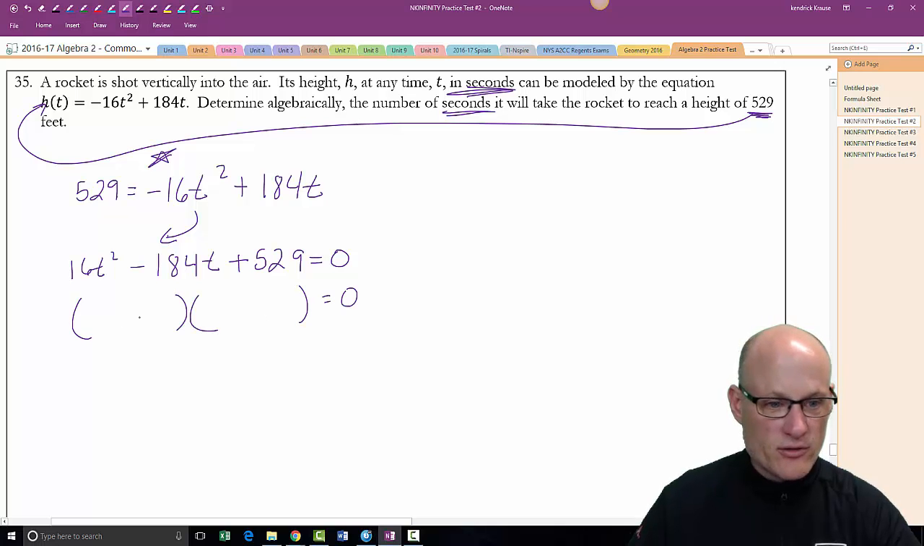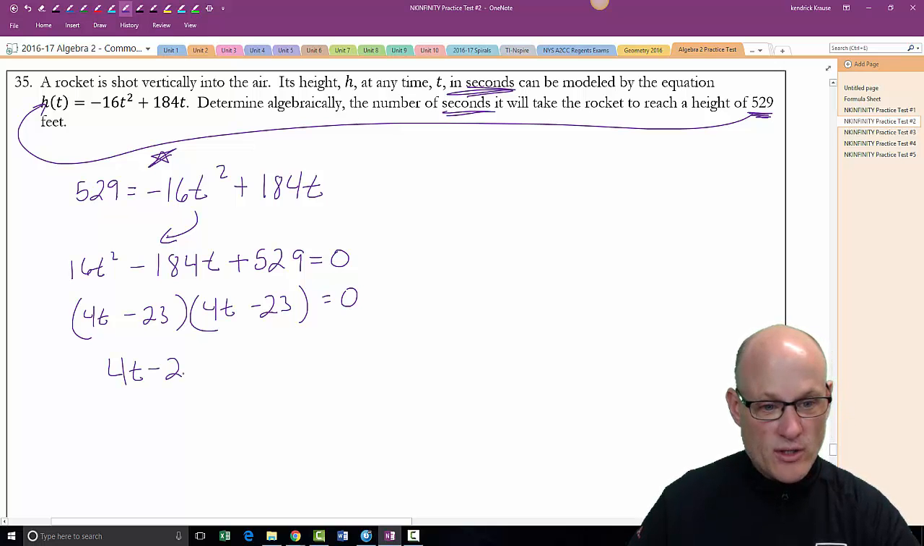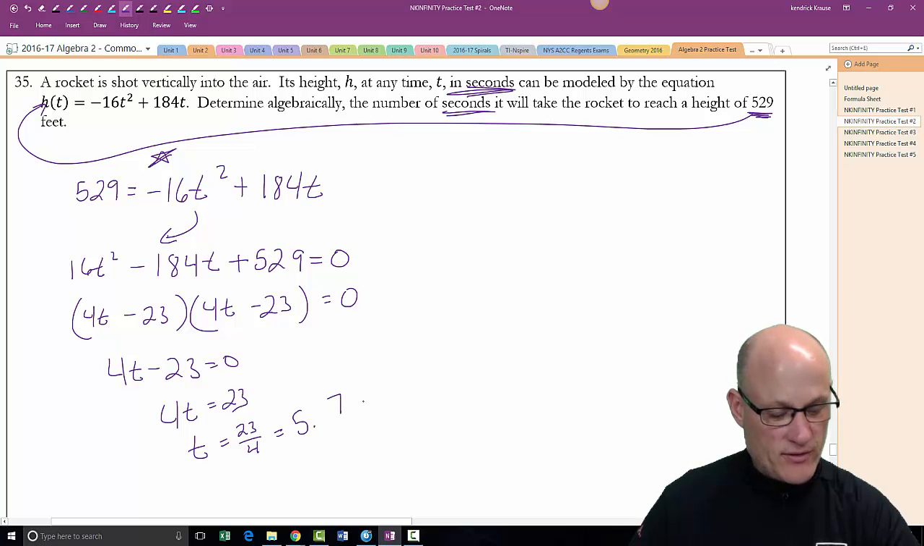Apparently this thing factors 4t minus 23, 4t minus 23, because they both turned out to be the same. So really we end up with 4t minus 23 equals 0, 4t equals 23, t equals 23 over 4, which is equal to 5.75 seconds. It said round to the nearest. Determine algebraically the number of seconds it will take. Well, I guess that's it, 5.75 seconds.